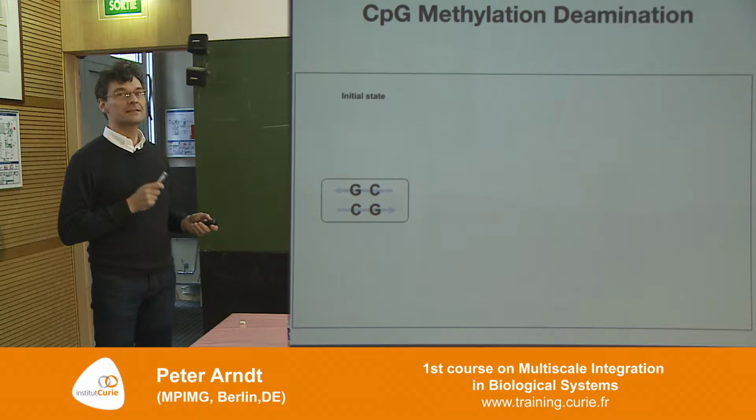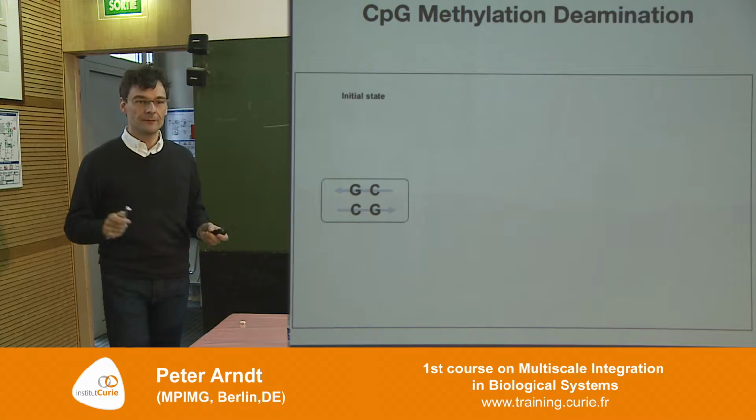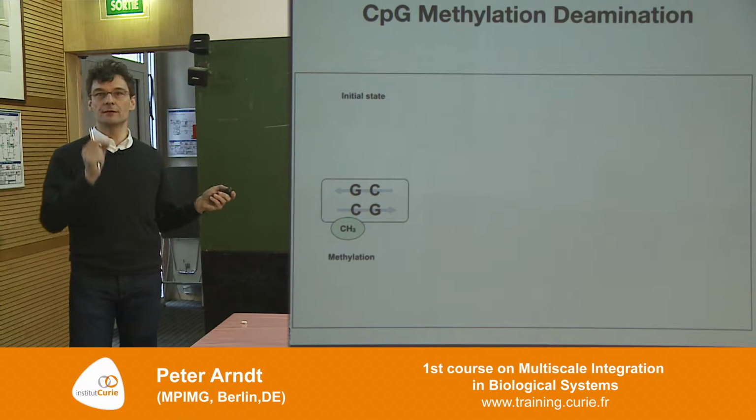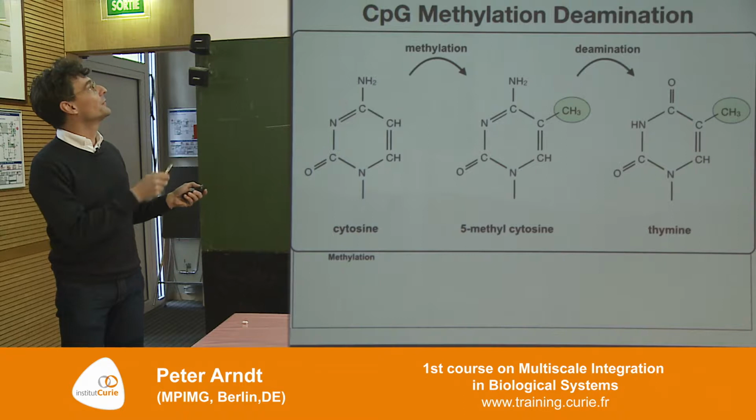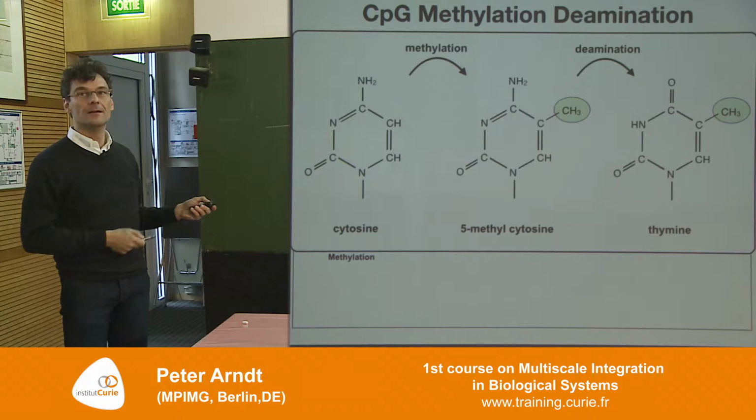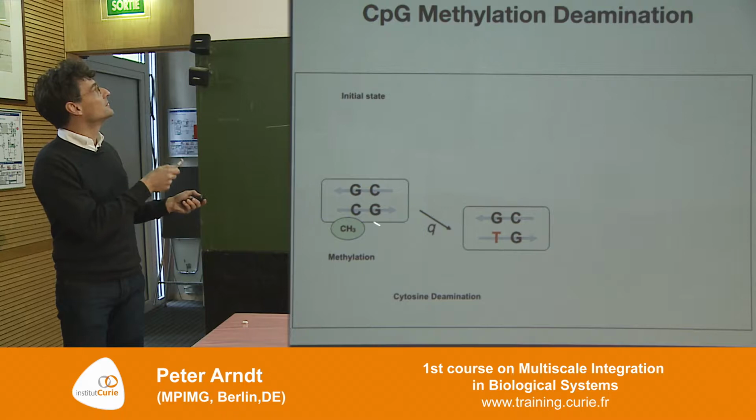If you consider vertebrate DNA, then vertebrates have this special neighbor-dependent process: CpG methylation deamination. CpGs actually tend to be methylated. So if you have a C and a G next to each other, then this C tends to be methylated, as shown here. This is cytosine, and this is methylated cytosine. It just has to lose this amine group to become a thymine. So this deamination occurs very often, and then you have a CG to TG here.